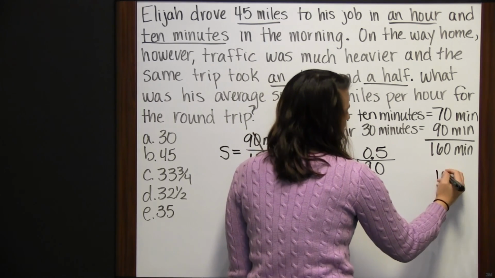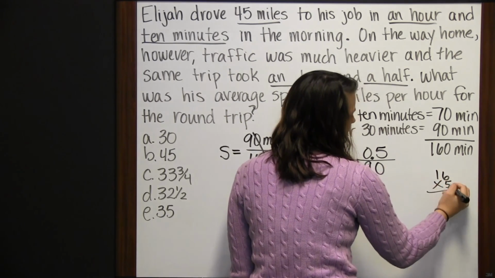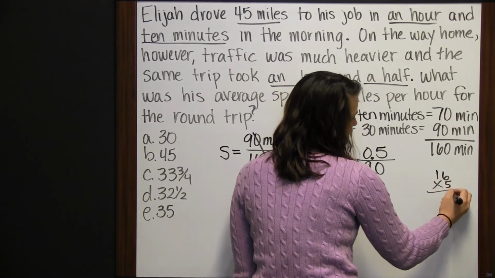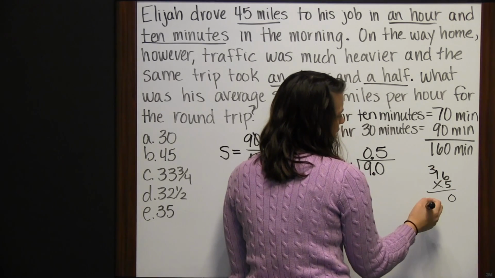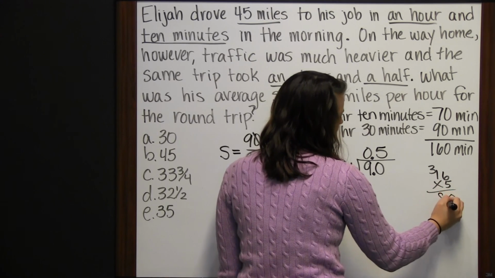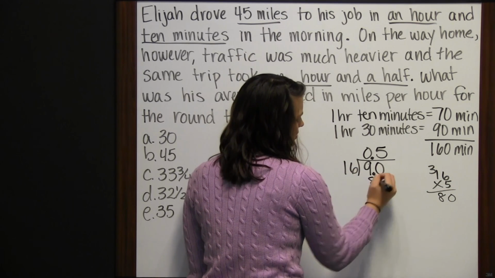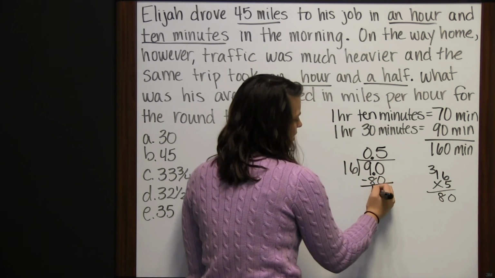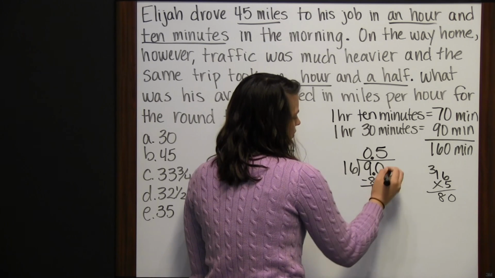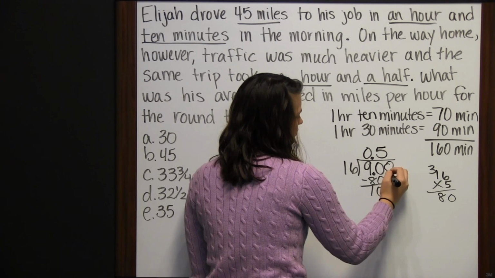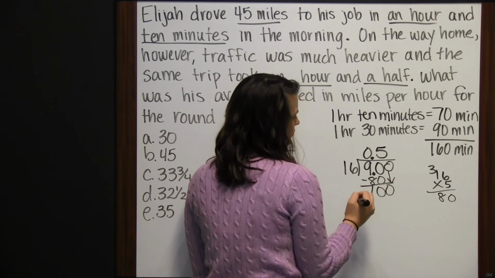So 16 times 5. 5 times 6 is 30. Carry the 3. 5 times 1 is 5 plus 3 is 8. So that's 80. We subtract and we get 10. So we need to add another 0 and bring it down.